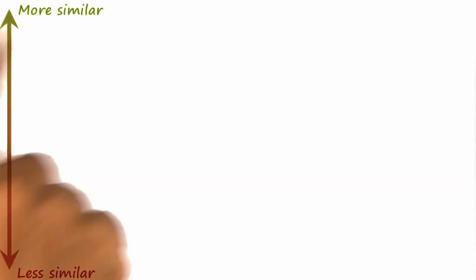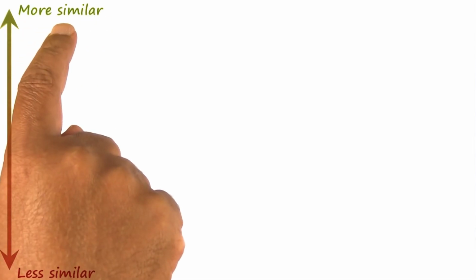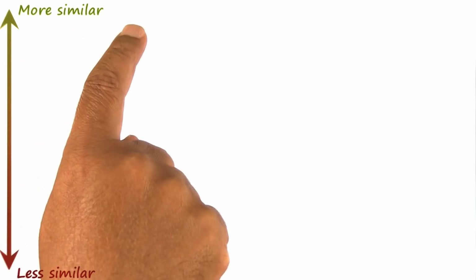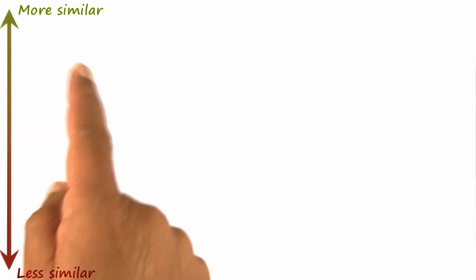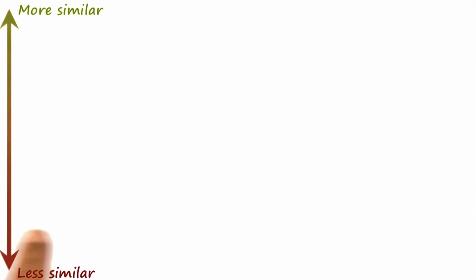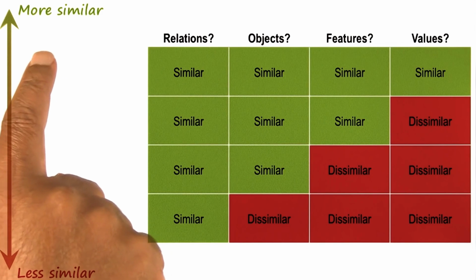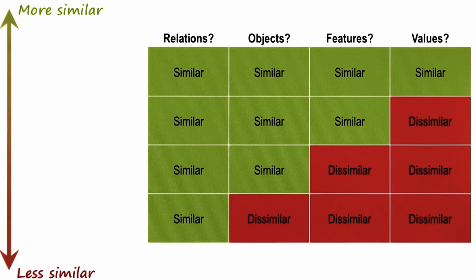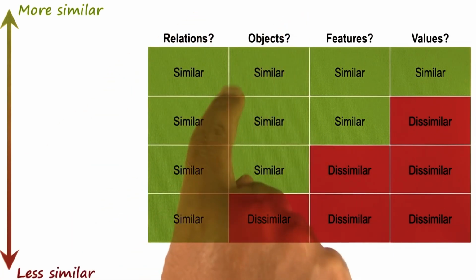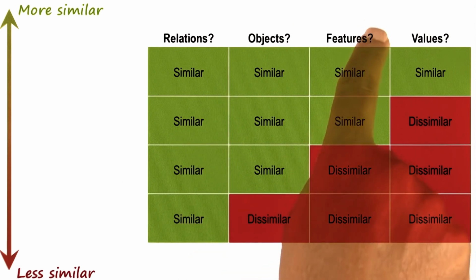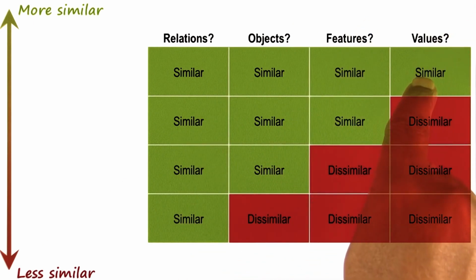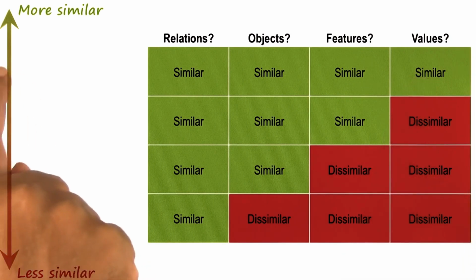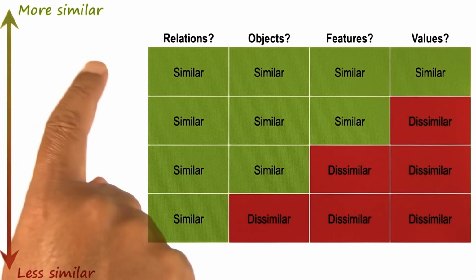We can think of a spectrum of similarity. At one end of the spectrum, the target problem and the source case are identical. At the other extreme end of the similarity spectrum, the target problem and the source case have nothing in common. We can evaluate the similarity between the target problem and the source case in several dimensions. In terms of the relationships occurring in the source case and the target problem, in terms of the objects occurring between the two, in terms of the features of the objects, and in terms of the values that the features of the objects take.